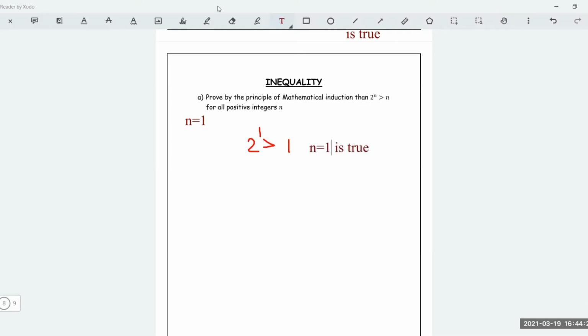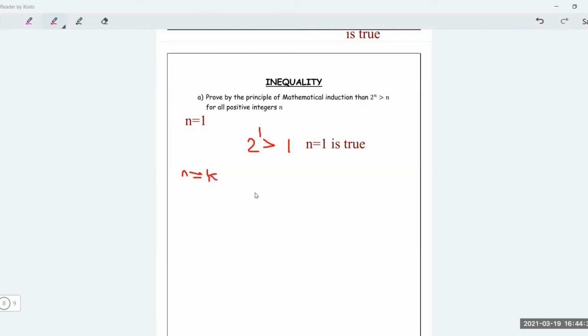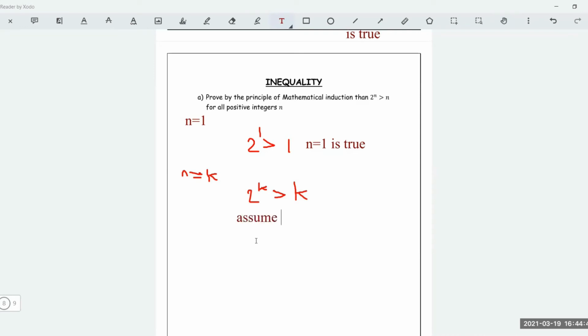Then now, for n equal k, what we're going to be getting is 2 to the k is greater than k. And we're going to assume that this is true. Assume n equal k is true. Now that we assume n equal k is true, we need to look at n equal k plus 1 now.